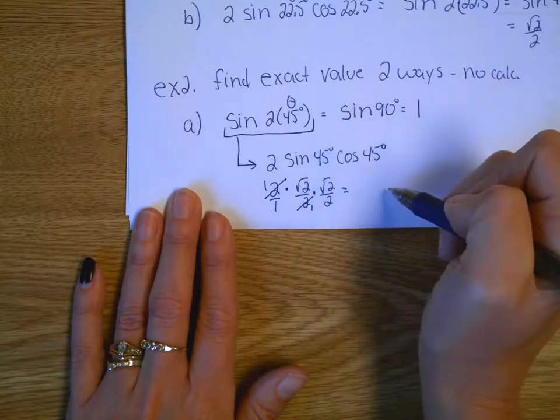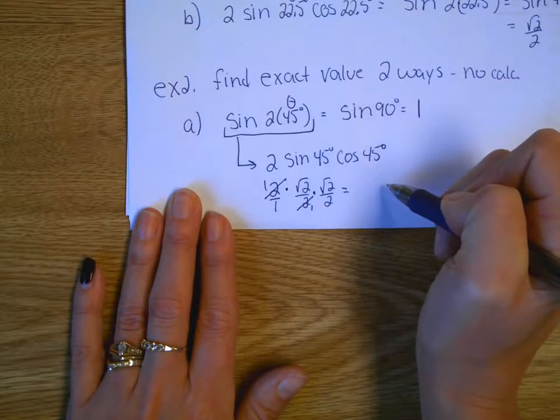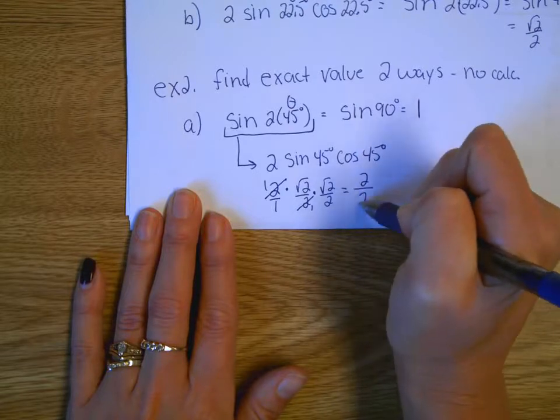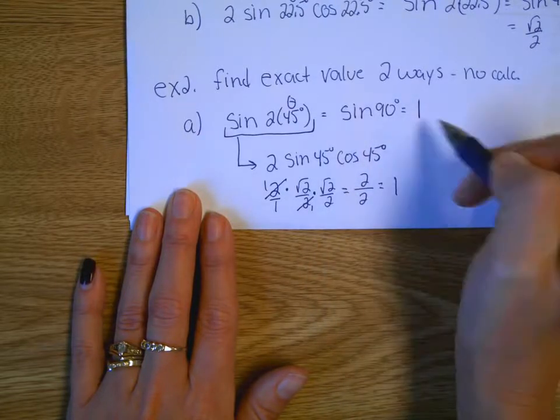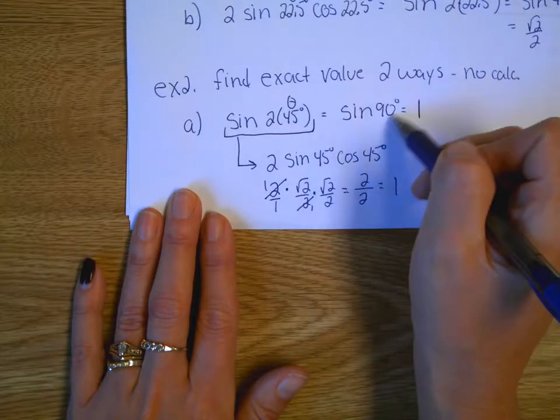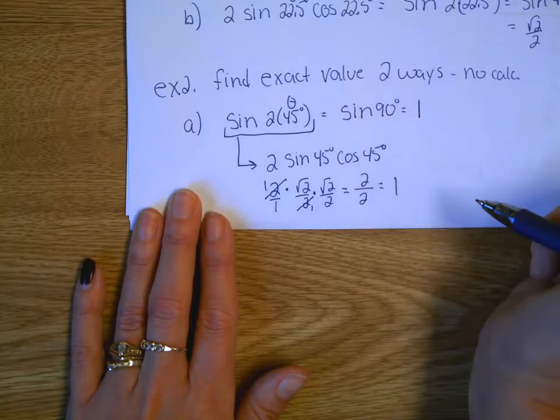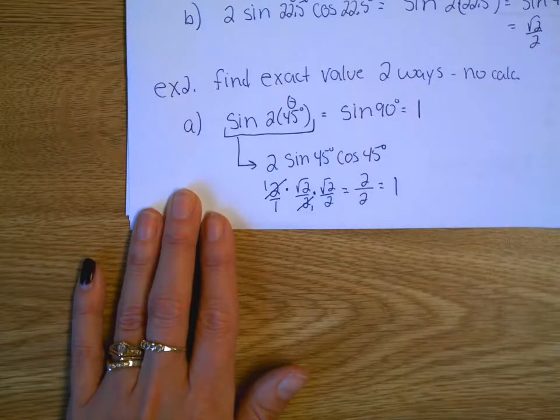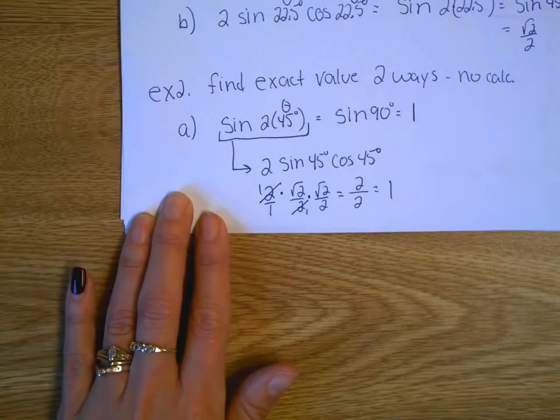What's the square root of 2 times square root of 2? Square root of 4 is 2. Over 2 is 1. Well, we got the same answer 2 different ways. I used the identity, and the first way I just simplified the angle. Yeah, the first way was a lot better.